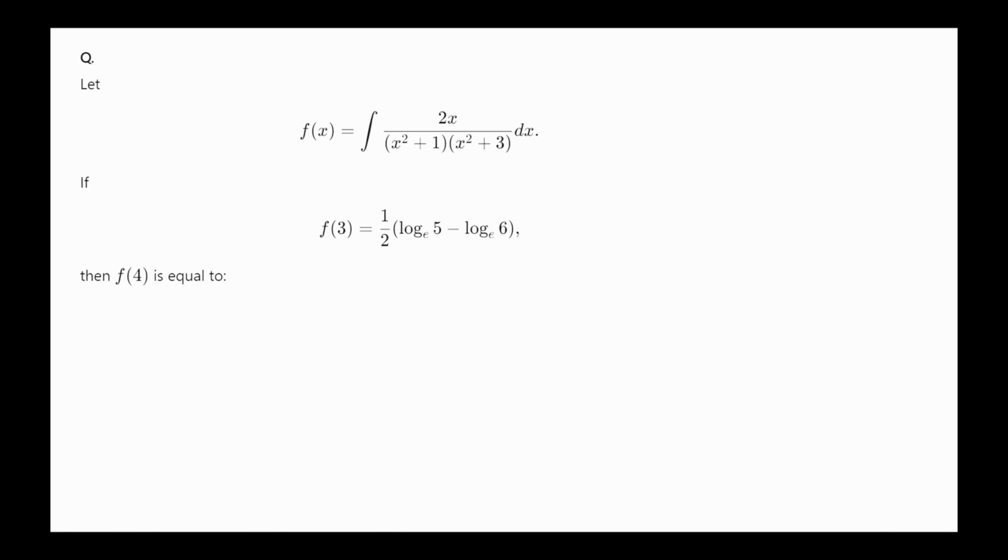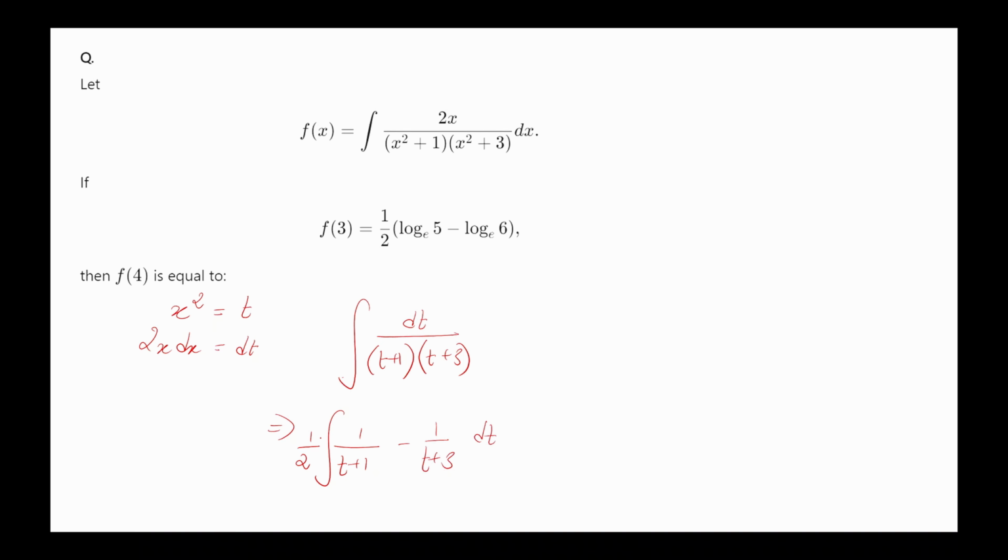Let's look at this question based on these properties only. So here what you can see is I have 2x dx on top. I have x square plus 1 and x square plus 3 below. So simply what I can do is assume my x square to be t. This would become 2x dx equals dt. So I would have in my integration dt upon (t + 1)(t + 3). Now how can I write this down? This can simply be written as 1 by 2 times of 1 upon (t + 1) minus 1 upon (t + 3) dt. This is how it can be written.